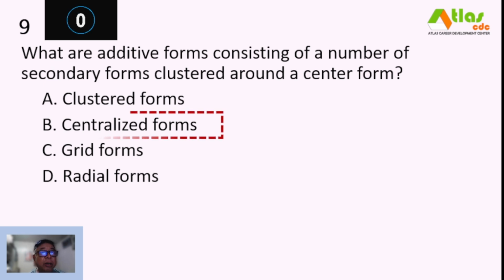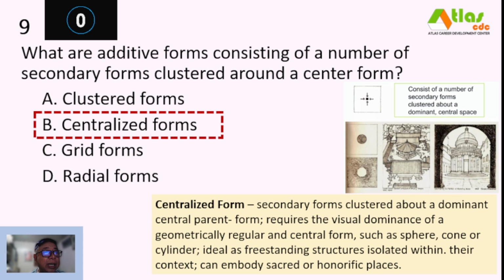And our correct answer is letter B, centralized forms. So a centralized form are secondary forms clustered about a dominant central parent form. It requires the visual dominance of a geometrically regular and central form, such as sphere, cone, or cylinder. It is ideal as freestanding structures isolated within their context, can embody sacred or honorific places. So it consists of a number of secondary forms clustered about a dominant central space.